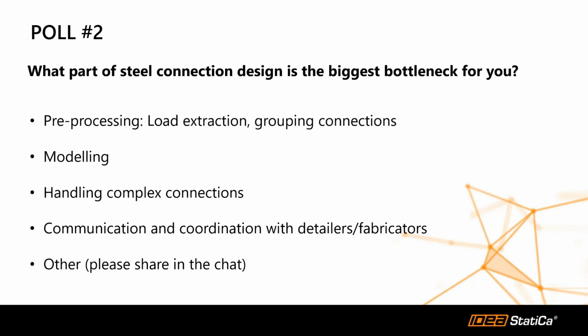But before we jump into it, I would like to launch a second poll with the question: what part of steel connection design is the biggest bottleneck for you? Is it the pre-processing, the load extraction, grouping connections? Is it modeling, especially in the case of IDEA StatiCa? Is it handling the complex connections? Or is it communication and coordination with detailers, fabricators, or consultants? Or is it something completely different? If so, again, please share it in the chat.